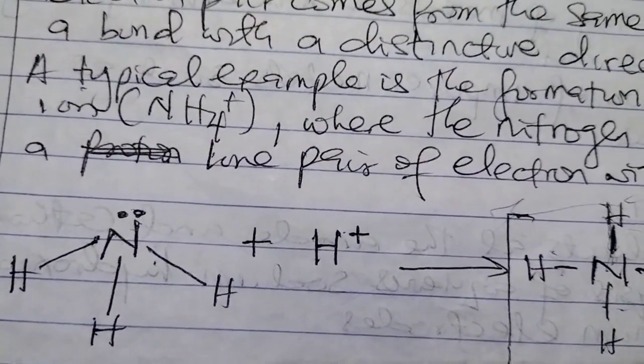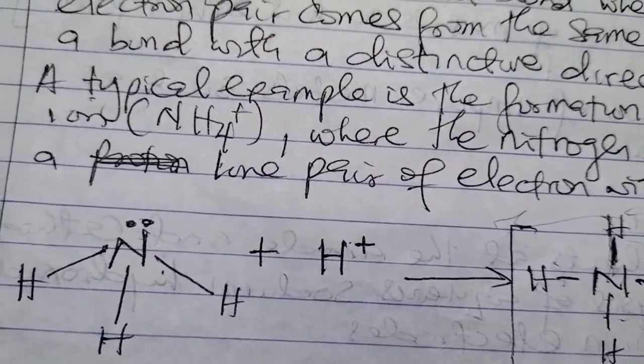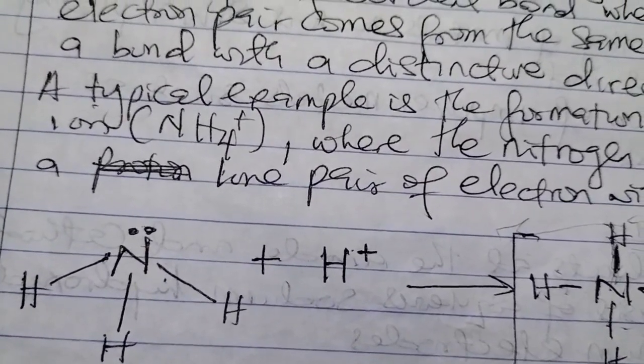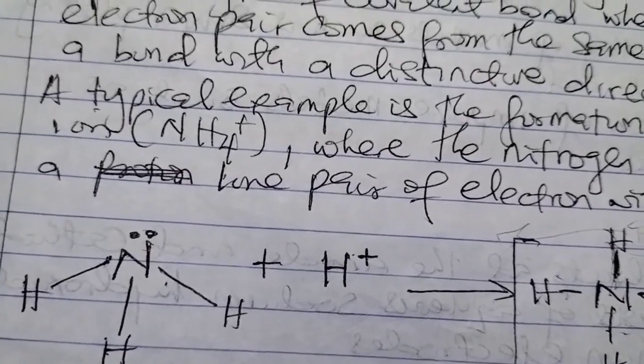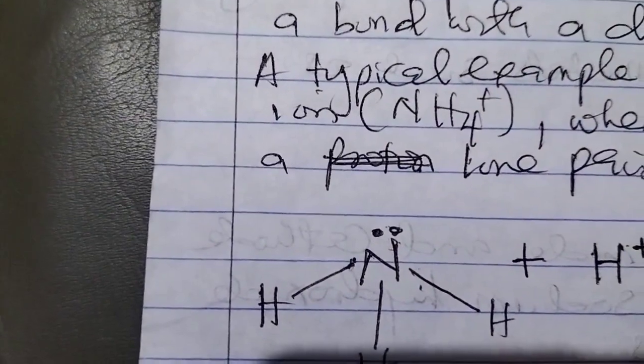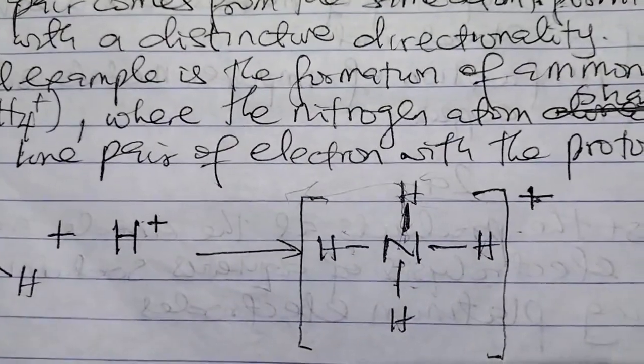The hydrogen ion has no electron in the K shell. For it to attain a duplet state, it has to gain 2 electrons. So those 2 electrons are going to be shared with the 2 electrons from nitrogen in ammonia. So when they come together, you now have a kind of tetrahedral shape.